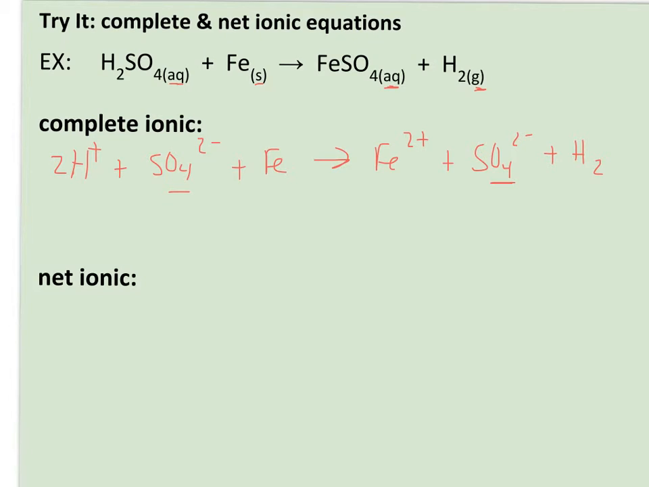So really my net ionic equation is 2H plus plus Fe yields Fe2 plus and H2. And in chapter 9, we're going to start looking more closely at these net ionic equations and where the electrons are going. So Fe is going to give up 2 electrons to the hydrogen to make hydrogen gas and iron ions.